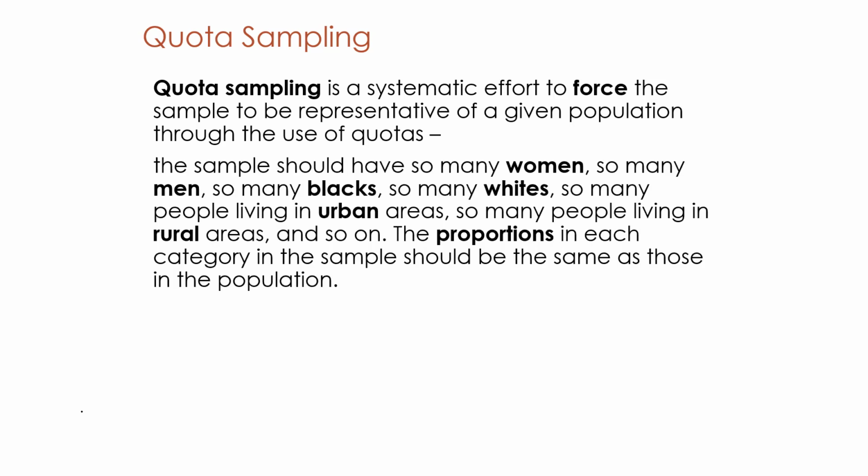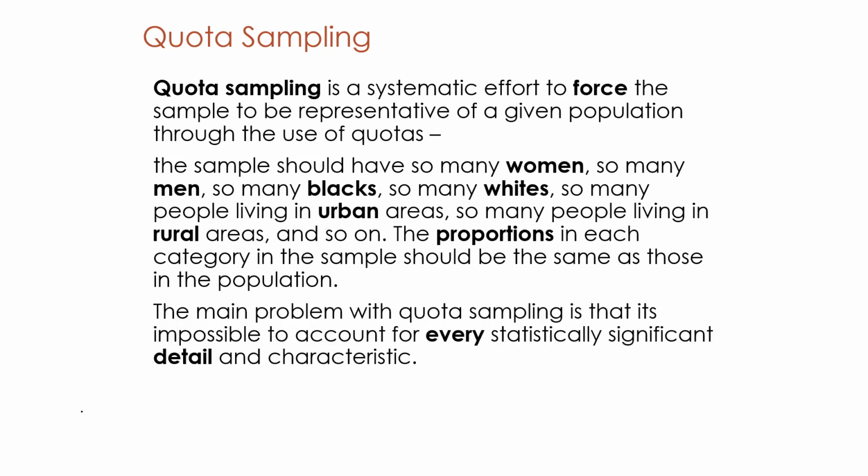use of quotas. The sample should have so many women, so many men, so many blacks, so many whites, so many people living in urban areas, so many people living in rural areas, and so on. The proportions in each category in the sample should be the same as those in the population. The main problem with quota sampling is that it is impossible to account for every statistically significant detail and characteristic.